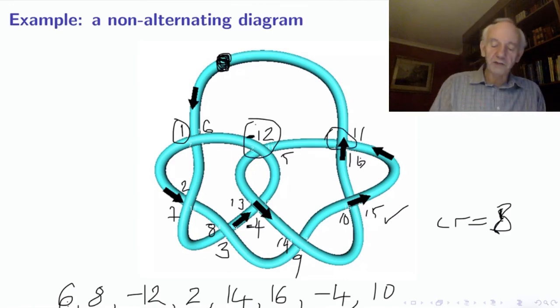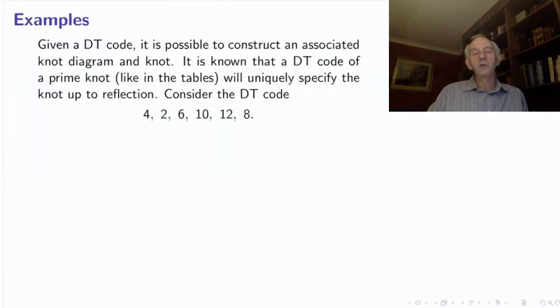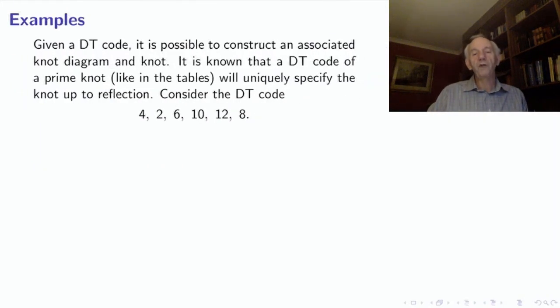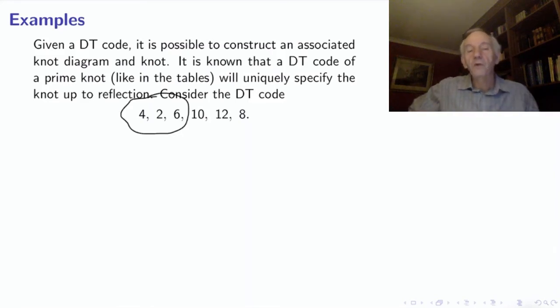Now, my last comment really is related to composite knots. So here's a DT code for a knot with 6 crossings. If you remember, these first 3 integers correspond to the trefoil knot. And what's going on here actually is that this is the code for the connect sum of 2 trefoil knots.